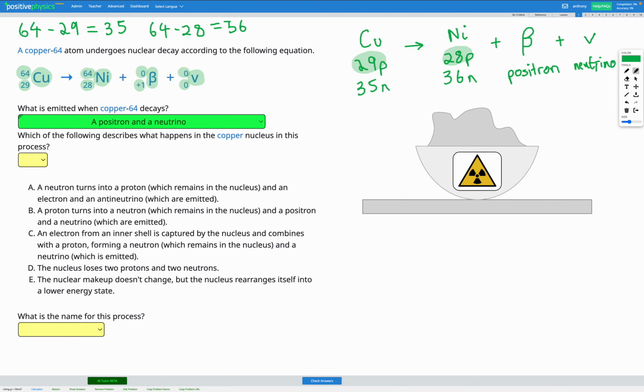So we've lost a proton. We started out with copper, which had 35 neutrons. We ended up with nickel, which has 36 neutrons. So we've gained a neutron. So what's happened in this case is one of our protons has actually turned into a neutron. That's why we lost a proton and we gained a neutron. And as the proton turns into a neutron, it also emits a positron and a neutrino. So that's going to be answer B here. So we can select B.